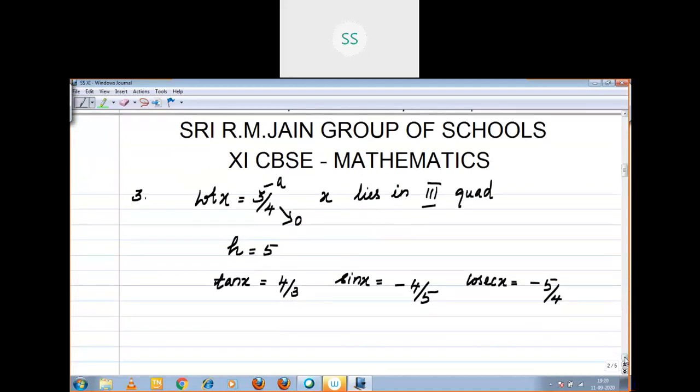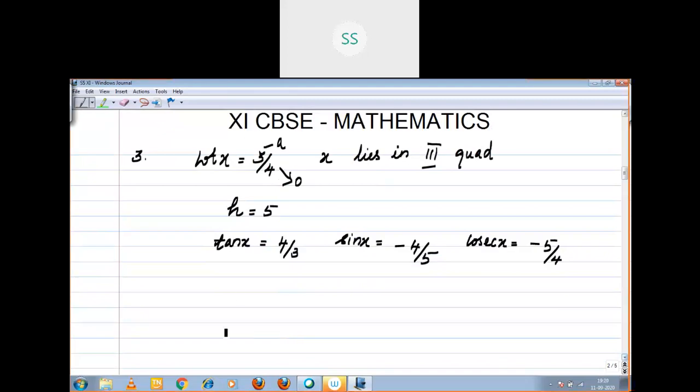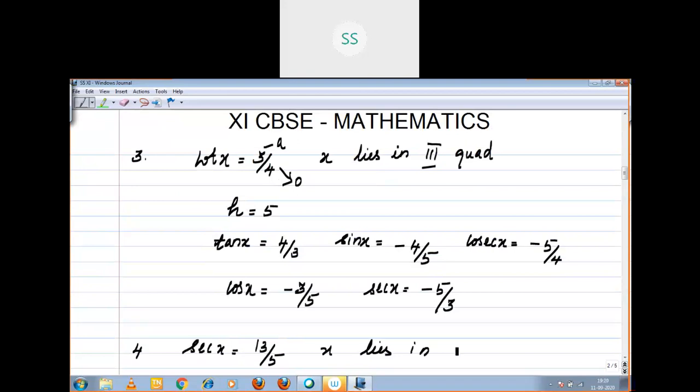Next, cos x. Anyone? Children, you have to be attentive and listen to the class carefully. Cos x equal to minus 3 by 5, adjacent by hypotenuse. Secant x equal to minus 5 by 3. Got it, children? Now, fourth question. Secant x equal to 13 by 5. X lies in the fourth quadrant.